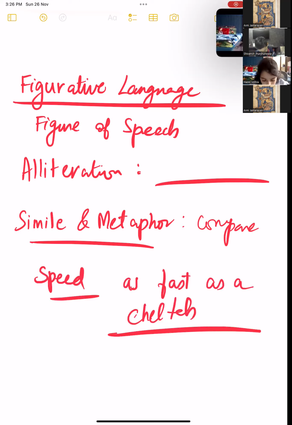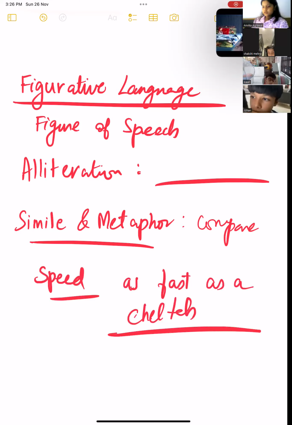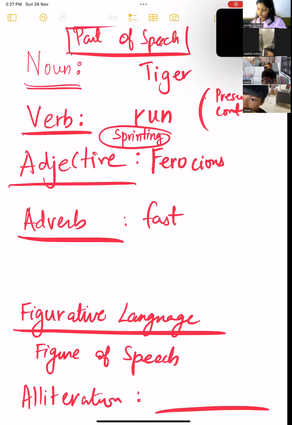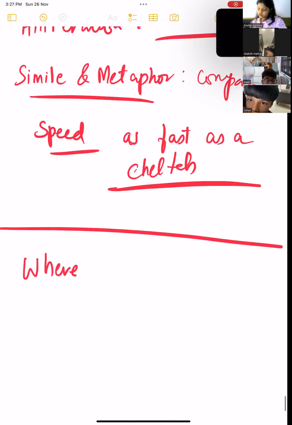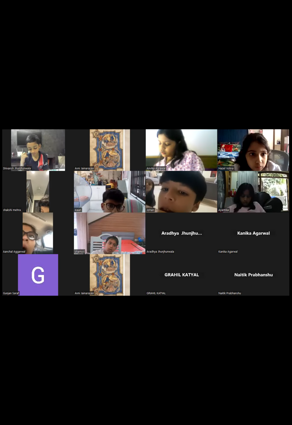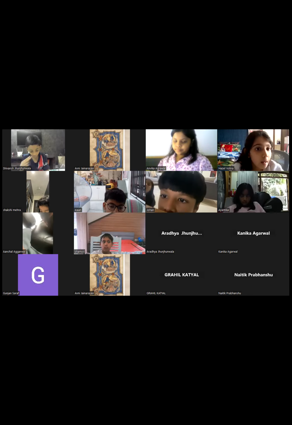Okay, next. Now coming back to Kian. Kian, do you know why my sentence is still incomplete? Because I have not given a lot of information. Now, where was he running? We have worked on the parts of speech. Figurative language also we have described. Where? Forest. Okay, and at what time, Kian? Please try to understand. Morning, evening, dawn, dusk, anything. What should I write? Tell me.